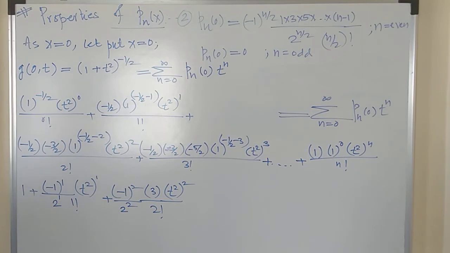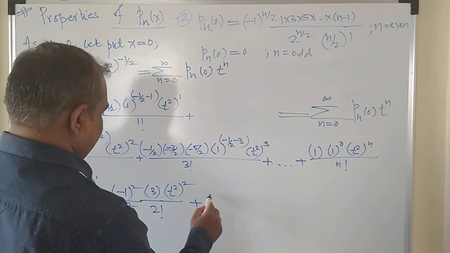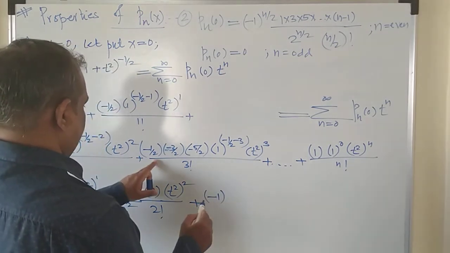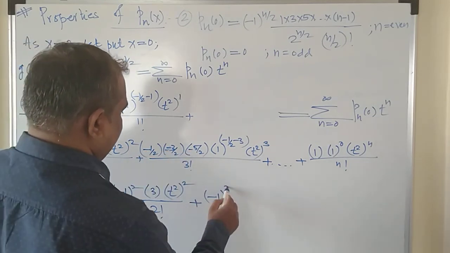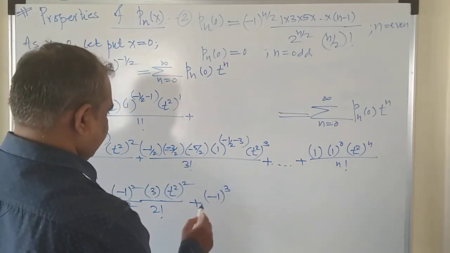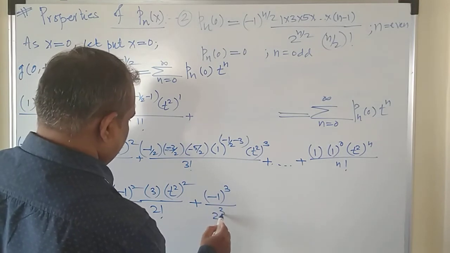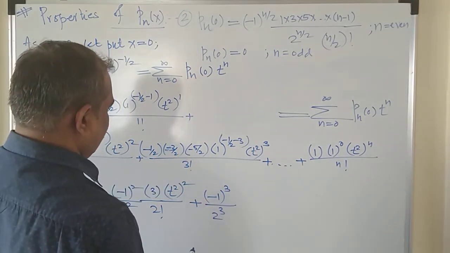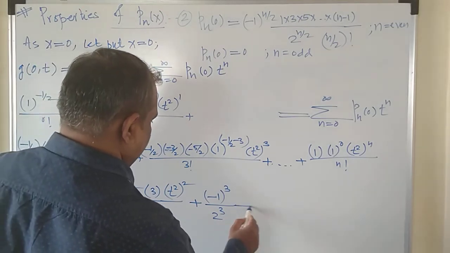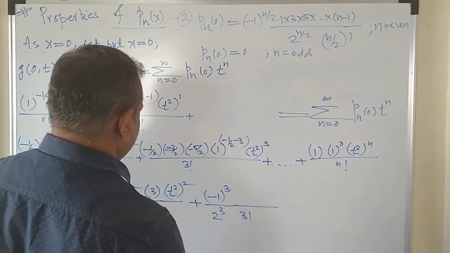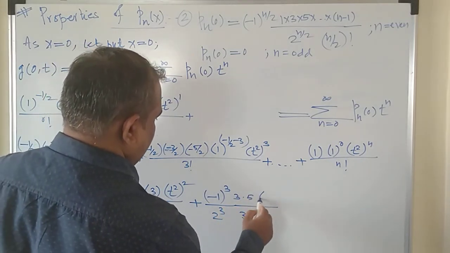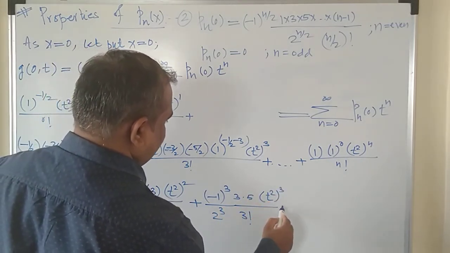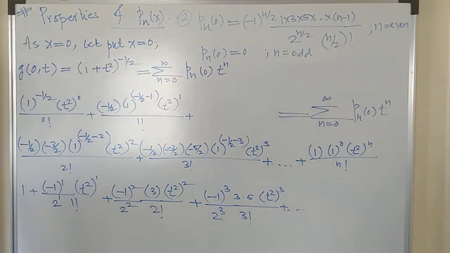Similarly for the next term also you will get. Now you can judge the next term. Next term minus 1, minus this minus and this minus. I can write minus 1 raised to power 3 divided by 2 cubed, and this 3 factorial as it is, and you will be left with 3 into 5 and t squared raised to power 3, isn't it?